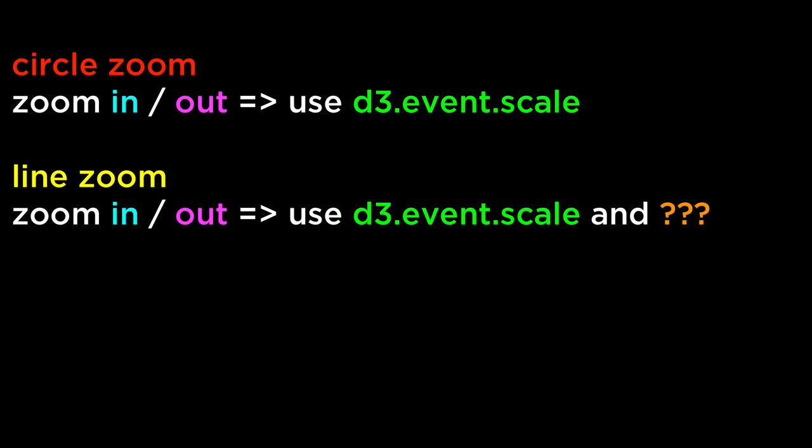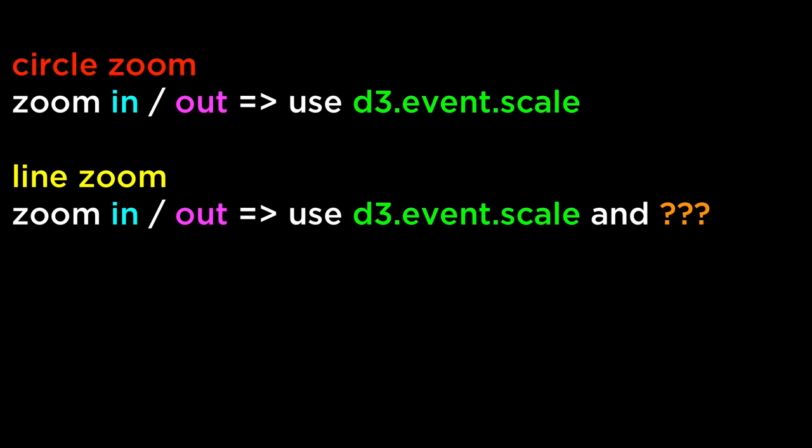For the circle, it is easy to make the connection that we want the radius to be multiplied by a number to make it bigger or smaller, which means we can use the d3.event.scale to get the zoom multiplier. For the line, we can make the connection that we want to use the d3.event.scale to scale up or scale down the width of the line. We just have to multiply the stroke width by the zoom multiplier to get the right behavior.